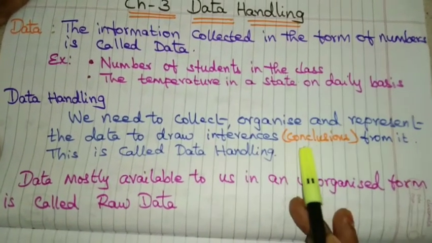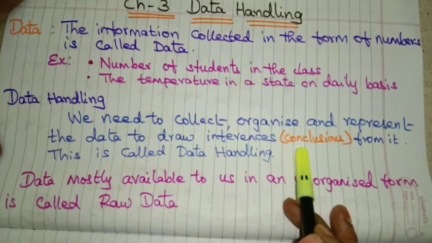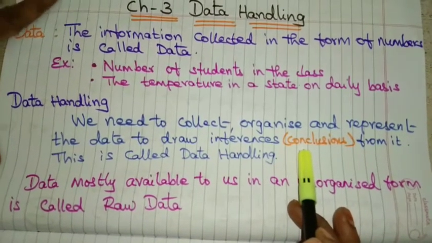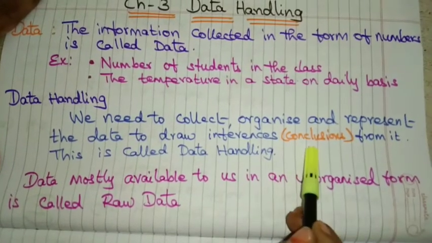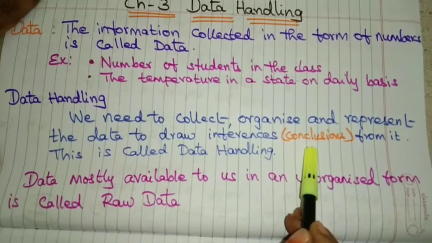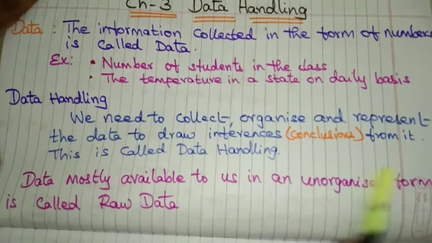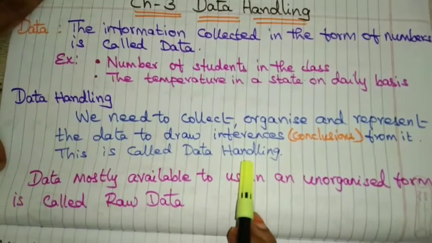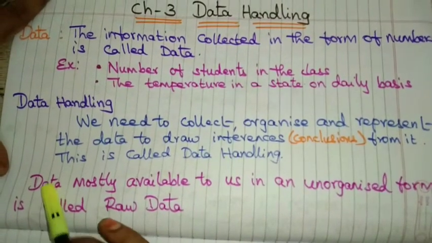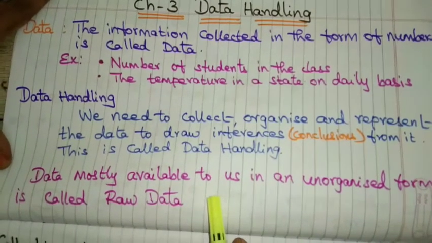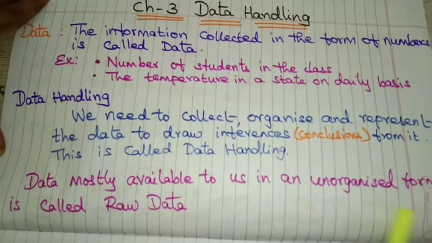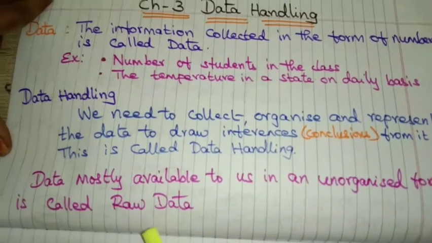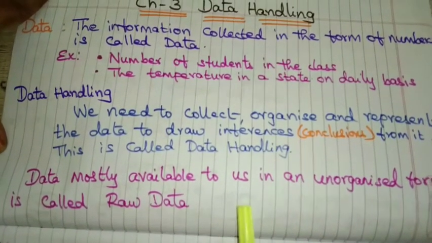So, your class teacher may collect all your PA1 marks to find out who has scored the highest mark and who has scored the first rank in the class, or to find out who is the slow learner of the class. That part of thing is called as data handling. Data mostly available to us in an unorganized form is called raw data or primary data.